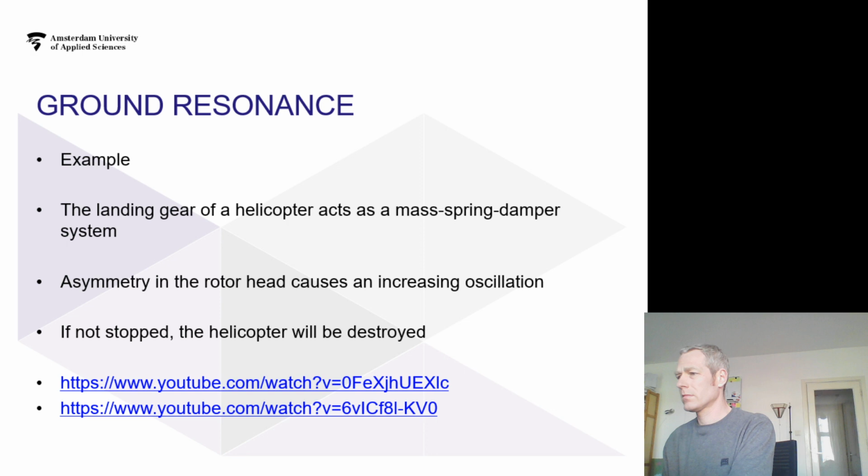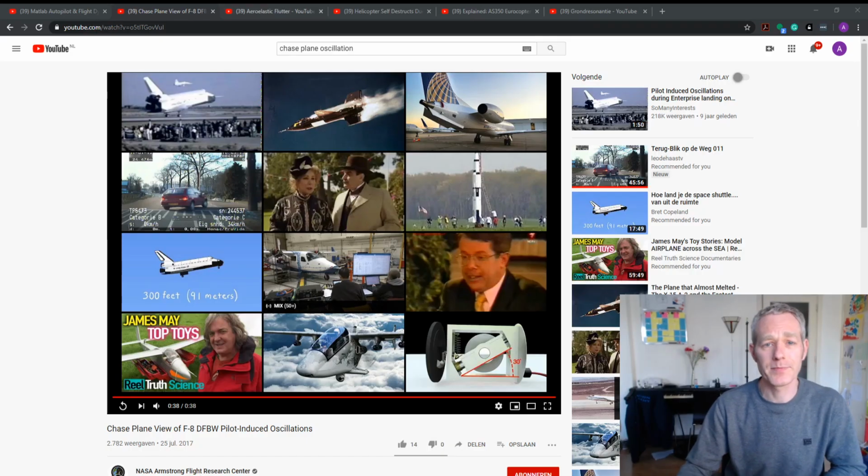But what can happen is if there's an imbalance in the rotor blades, there will also be a lateral vibration. Now the helicopter and the landing gear act as a mass spring damper system, and if the mass spring damper system is configured in such a way, the input of the rotor head can actually cause oscillations in the helicopter, and these oscillations can get worse and worse, and if they aren't stopped, the helicopter will be destroyed. So I will show you some videos of that.